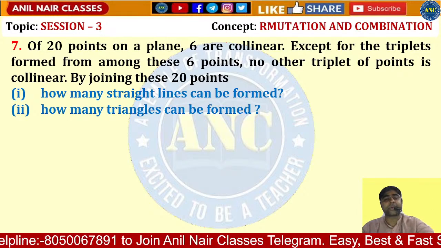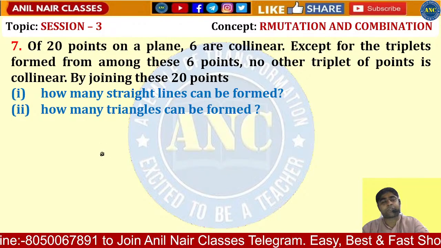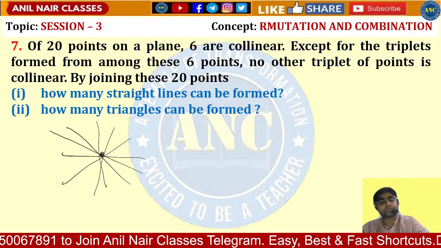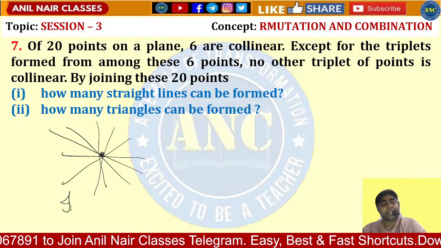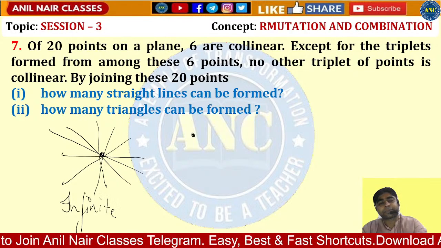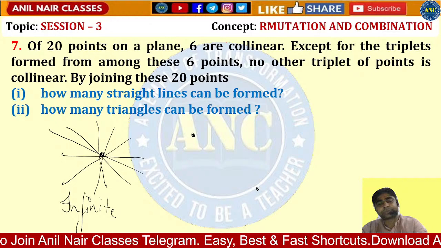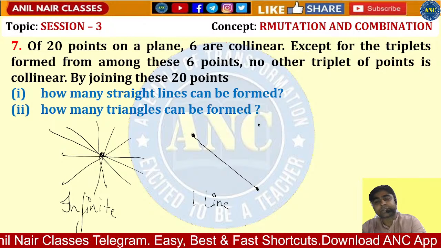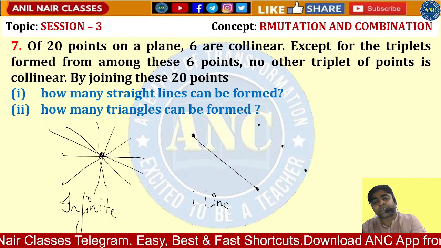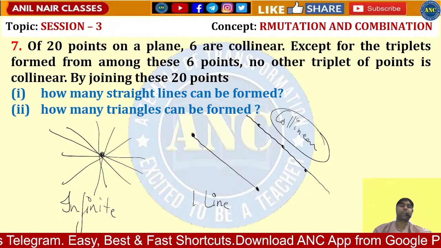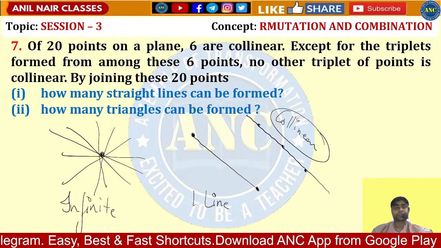Okay, because what did I tell you in the last session? From one point, how many lines can pass? Infinite. From one point, infinite lines can pass. From 2 points, only one line can pass. And if from more than 2 points a line is passing, those points are called collinear.